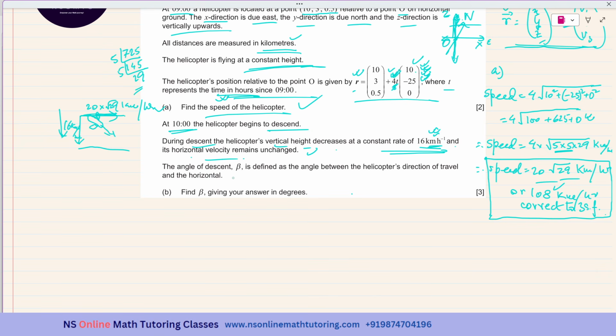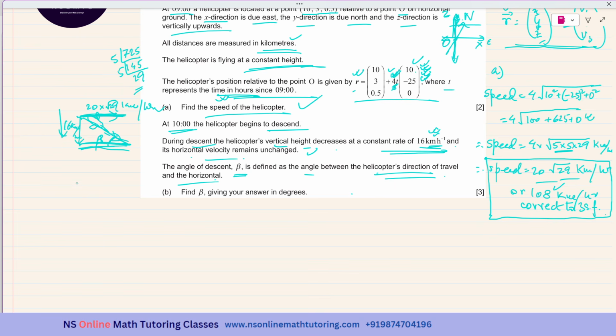And they are saying the angle of descent beta is defined as the angle between the helicopter's direction of travel and the horizontal. The helicopter's direction of travel is this way currently. It is not a 45-degree angle, but it is moving in this direction. Horizontal is this one, because this is parallel to the ground. So this angle is beta.